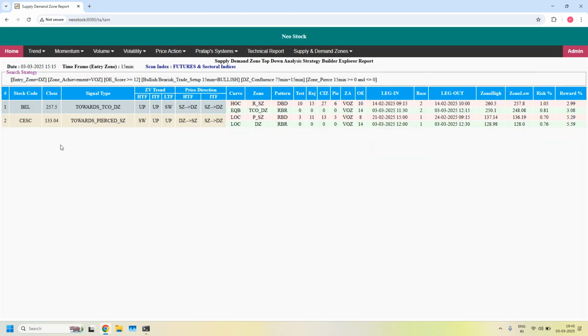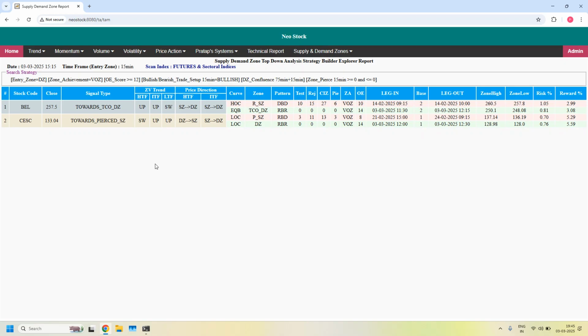So both the stocks are having zone confluence, ITF confluence. That means these 15 minutes demand zones are overlapped with the 75 minutes demand zone, and the 75 minutes trend is up. Let us check if the 75 minutes EMA confluence they are having with the daily EMA.